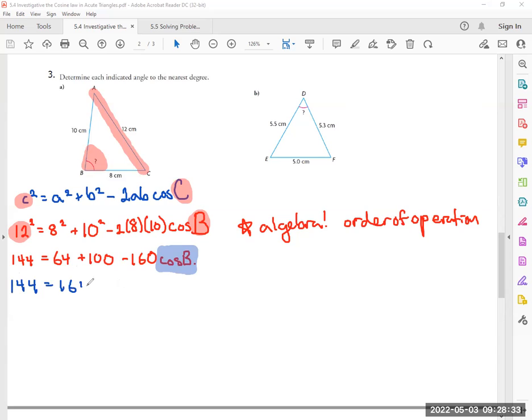144 equals 164 minus 160 cosine B. Oh, Sage, you don't have to. Do what you want. Okay. From there, I will subtract 164 from both sides. The left side becomes negative 20. The right side becomes negative 160 cosine B.